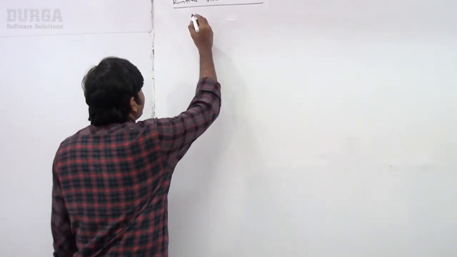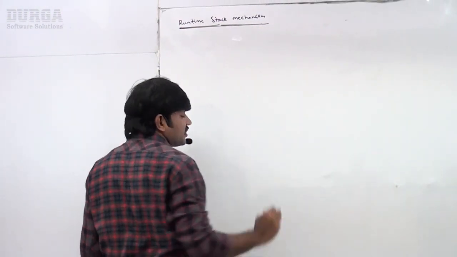Sir, in the last video, we covered very clearly what is exception, what is the purpose of exception handling, and what is the meaning of exception handling. Sir, now the next topic as part of exception handling, we have to discuss the runtime stack mechanism. What is this one, sir? Can you please spell out?